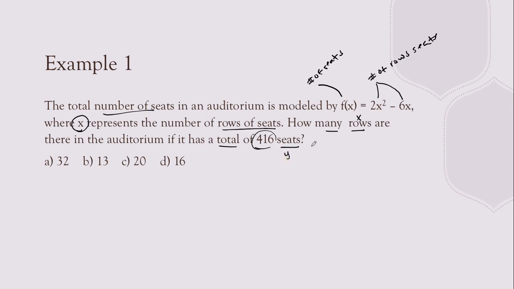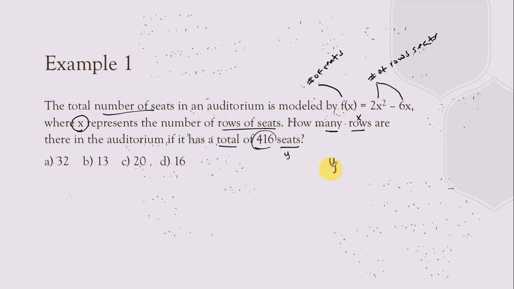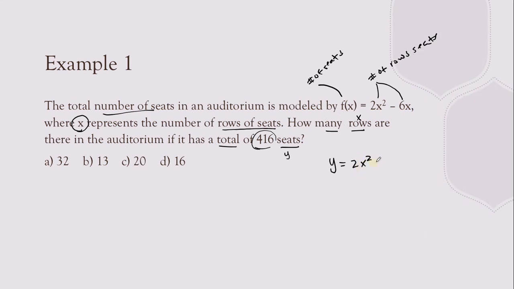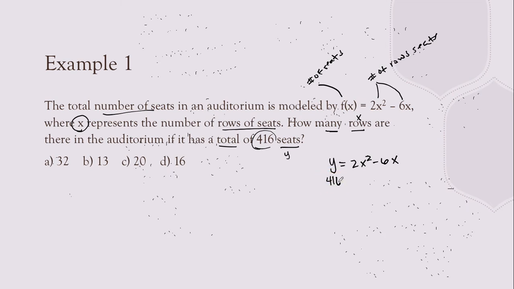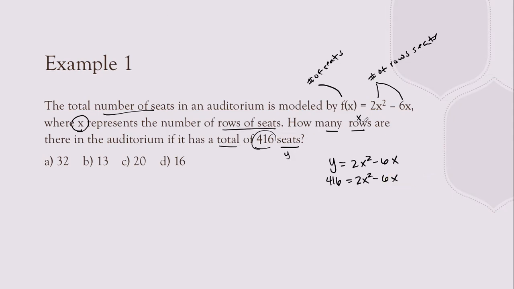So let's rewrite this. Y equals 2x squared minus 6x. What information did it give me? That there was 416 seats. What does seats represent? Seats represents the y value. So where am I going to plug 416 in at? For y. And what am I solving for? X.